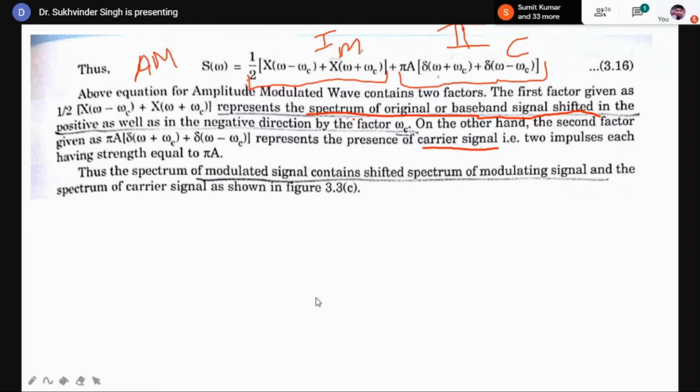The left hand side represents the amplitude modulated wave, which is obtained by converting the modulating signal, which is in the time domain, and the carrier wave, which is in the time domain, into the frequency domain. After frequency domain conversion, the expression for the amplitude modulated wave is given by equation 3.16. It has two parts. The first part represents the modulating signal, which shifts around the impulses at omega c, and the carrier frequency also shifts around the impulses present in the carrier wave.